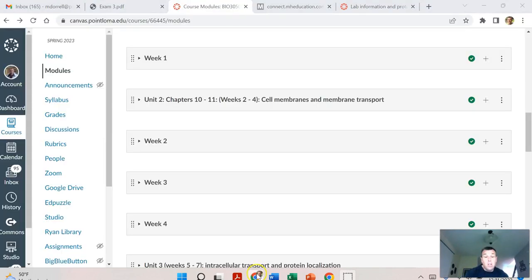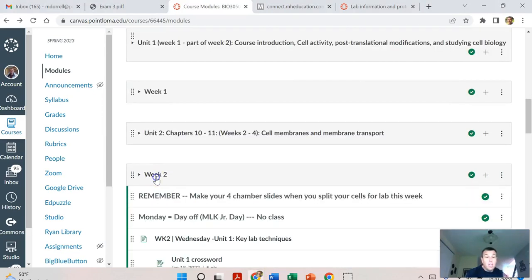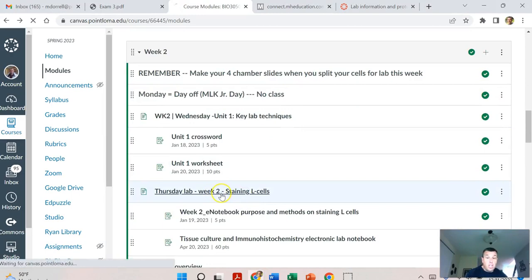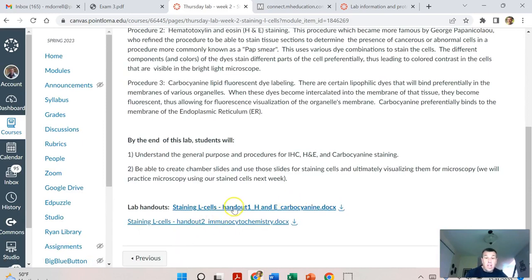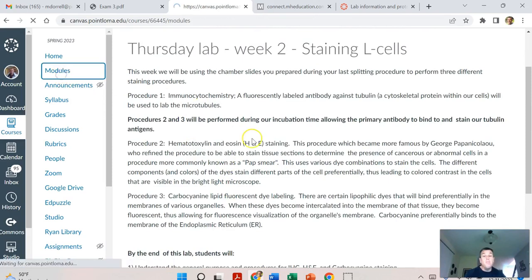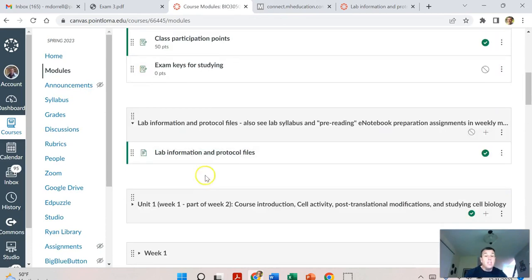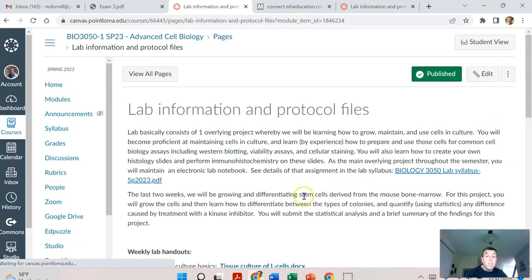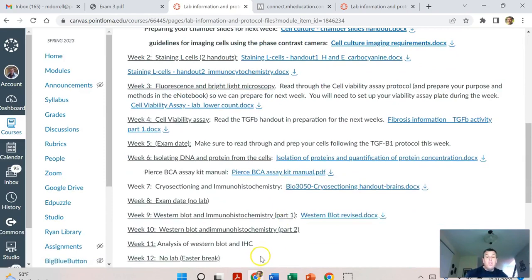The one other thing that you need to know is these handouts do need to be read ahead of time. So in the weekly modules, you can actually see what we're doing in lab. There's a lot of information there, and then there's handouts and things like that that need to be read prior to lab that day. If you wanted to find this in a more centralized location, there is a unit at the beginning here with the general information that tells us the lab information and protocol files. So these are the different protocols, and then some other notes and things that can be useful and so forth.